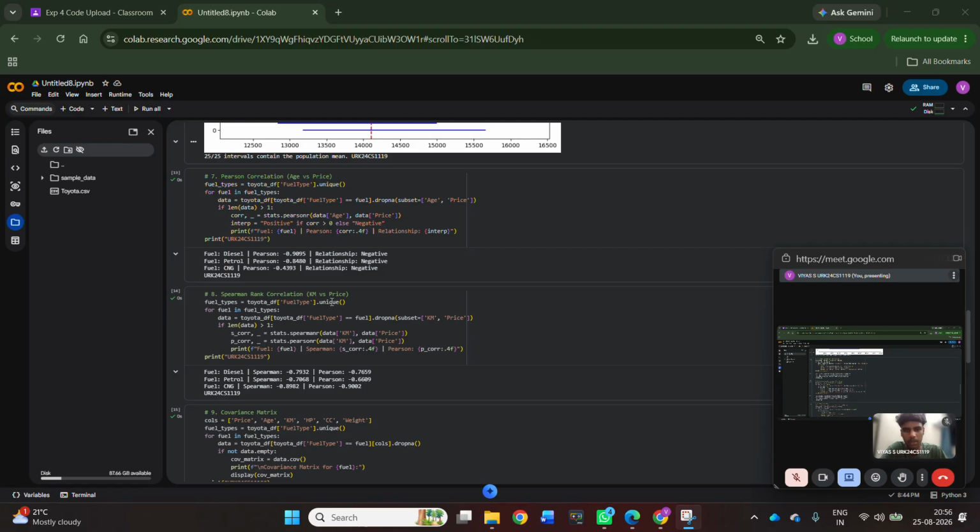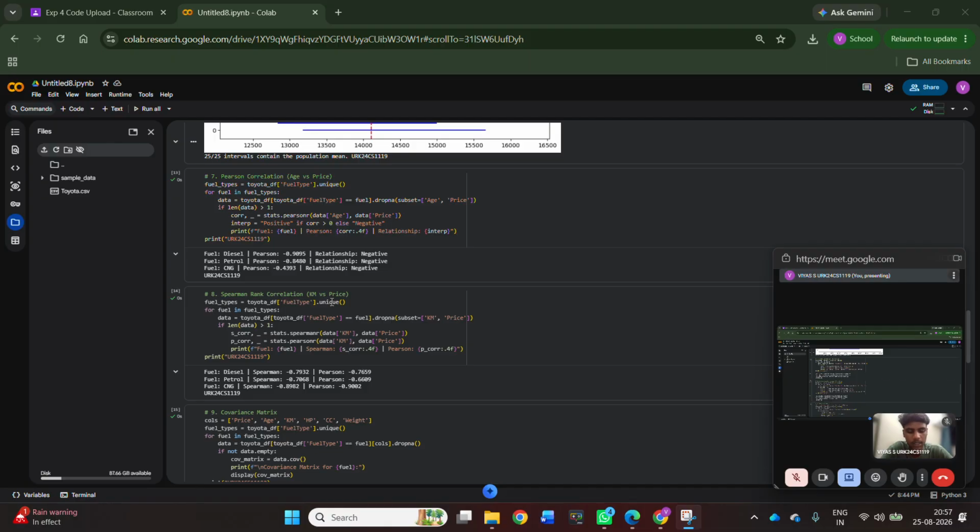And the seventh one is about measuring the relationship between car age and the price. Pearson correlation measures the linear relationship between two numerical variables. Here the variables are age and price. Pearson calculates the correlation coefficient, and the correlation value ranges from -1 to +1. Positive means both variables tend to increase together, and negative means one tends to decrease as the other increases. And here's the output.